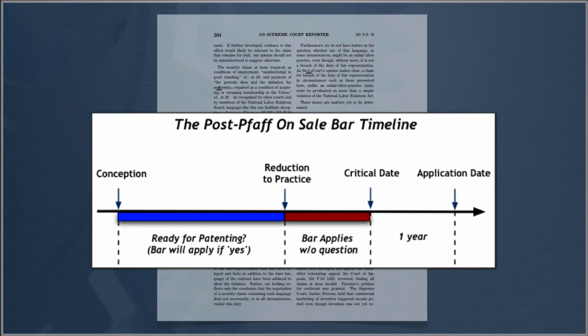So that's what I think the court means by ready for patenting. Now, where is it between conception and reduction to practice? We don't really know, right? And a lot of that may depend on the type of invention involved, right?